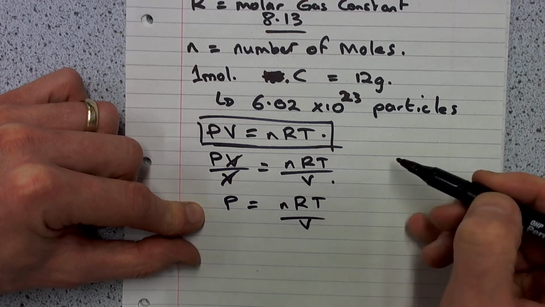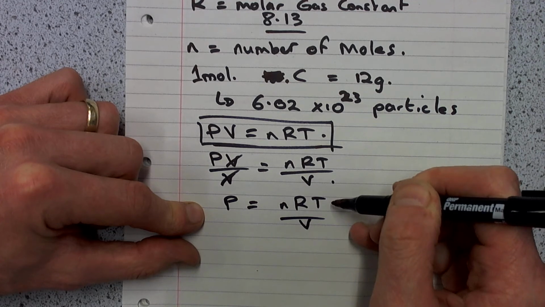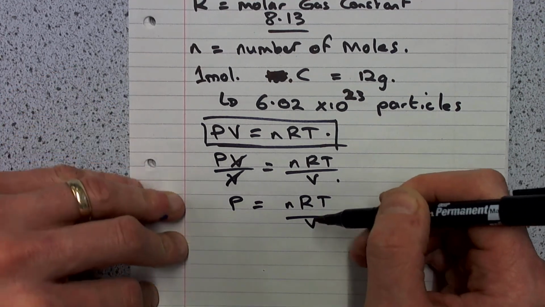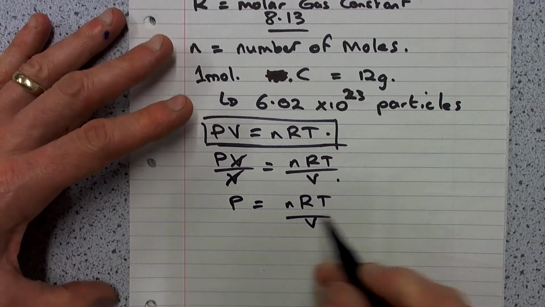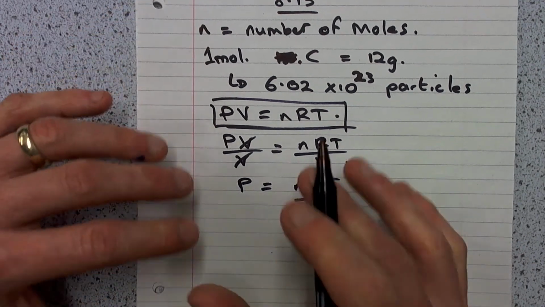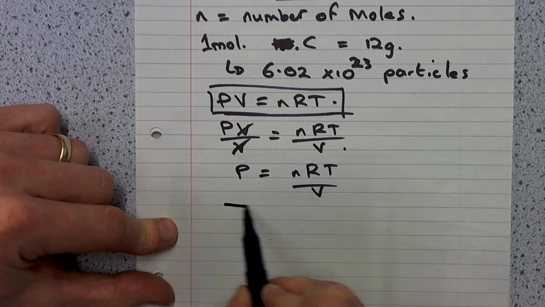Okay, and then we just multiply 8.31 times the number of moles times the temperature in Kelvin divided by the volume in meters cubed, and that will tell us the pressure of that gas. Okay, so that's if we're trying to make P the subject.